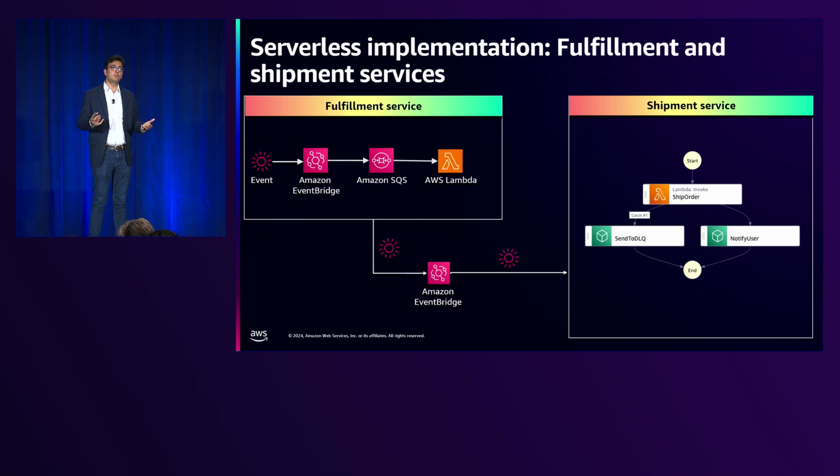where Lambda is going to poll the messages from SQS, going to pass that event that, hey, now order can be shipped. Ship order event is created and it is passed to a different service called shipment service, where it has its own workflow implemented through Step Functions maybe.